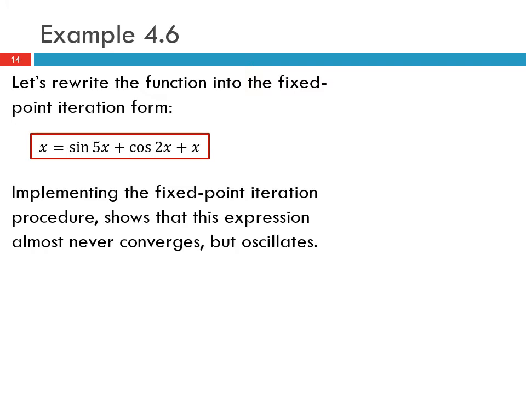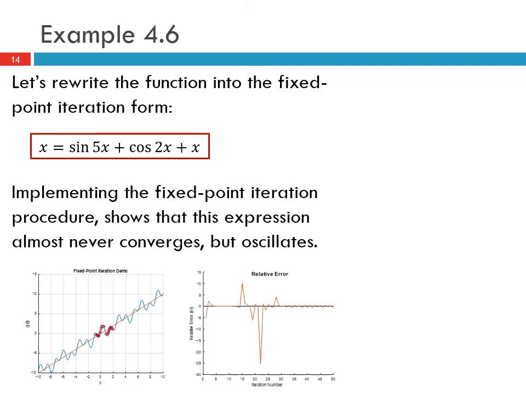And we can implement the fixed point iteration procedure, and we'll see that this expression almost never converges, but it just continues to oscillate. So for an initial guess of minus 0.9, this is what the result shows. The graph here on the left, the blue line is my g of x, and the orange line is my line y equals x. So I want to find the root, which is when x is equal to g of x. So that's when these two lines intersect. And as you can see, that happens many, many times.